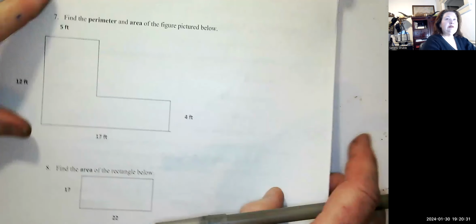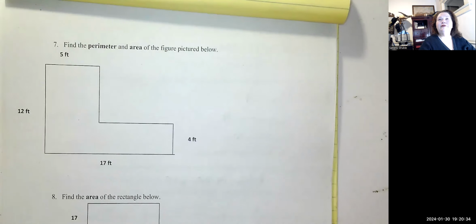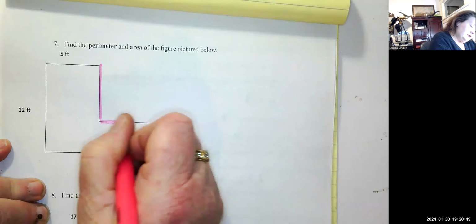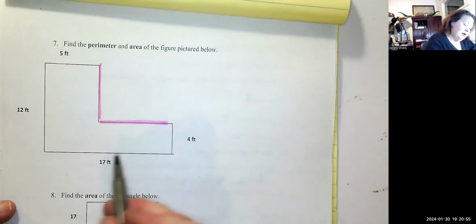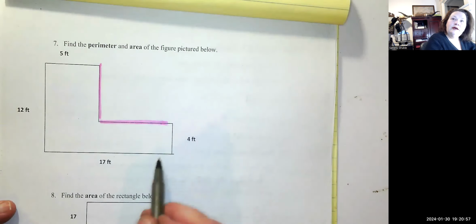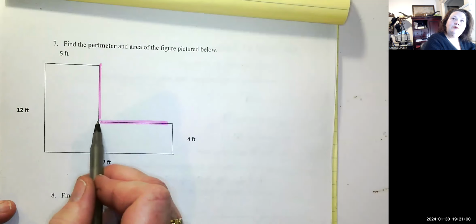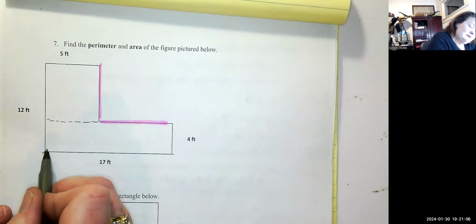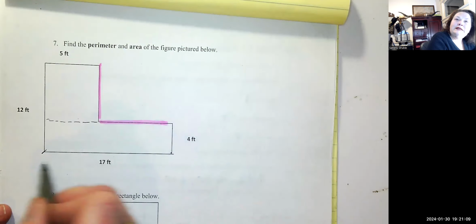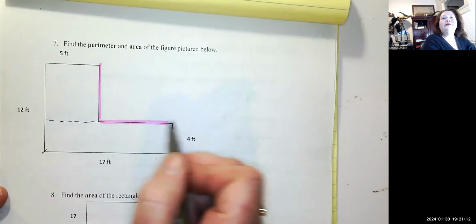All right. The next one is: find the perimeter and area of the figure pictured below. Well, for the perimeter, we need to find all the sides because we do not have them all currently. We've got all except for this one and this one. Let's take one at a time. I see that this one is horizontal and this one is horizontal. If this one continued all the way over here, it would be the same length as this one, and this one's 17. So this would be 17.